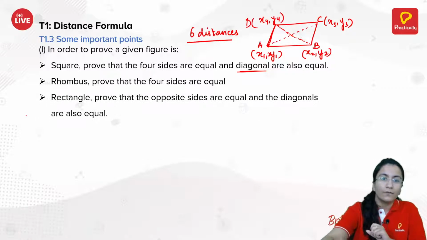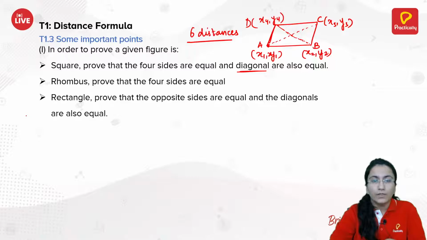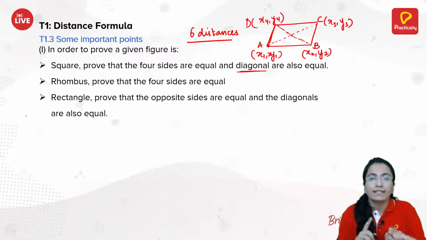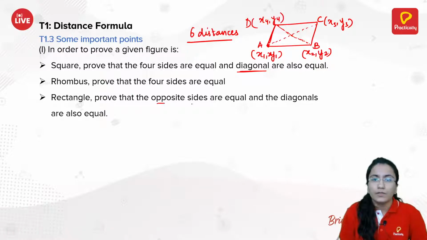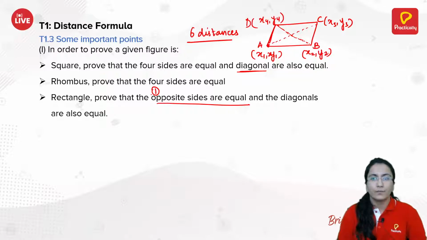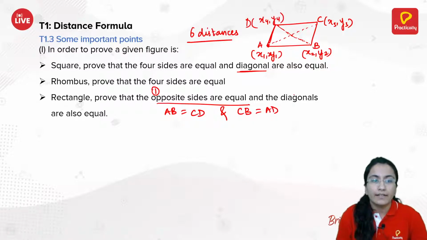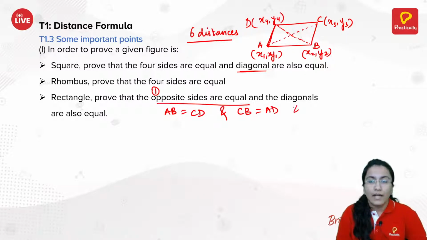Next is for rectangle. For rectangle, you will prove that opposite sides are equal. In a rectangle, we have opposite sides equal, right? So first thing you need to do is prove that opposite sides are equal. That means you need to prove that AB is equal to CD, and you also need to prove that CB is equal to AD, right? As well as you need to prove that diagonals are equal. Only then you can say that it is a rectangle. So, you also need to prove that AC is equal to BD, right?